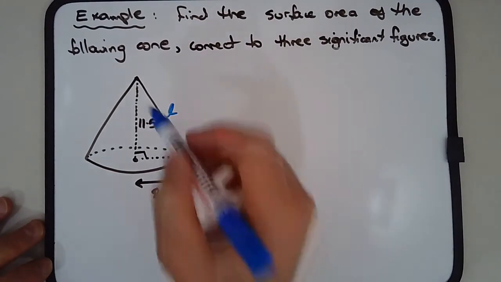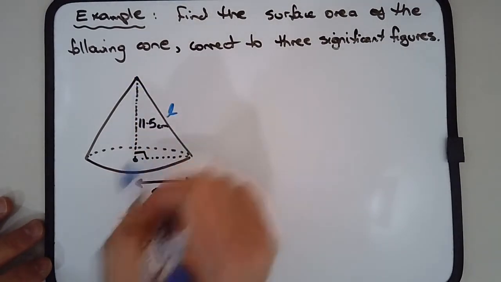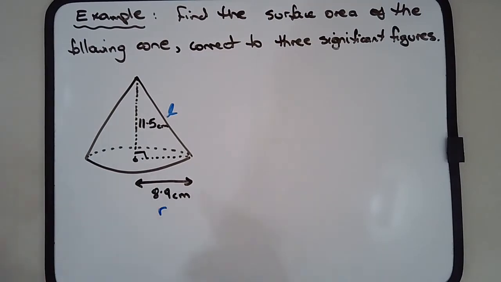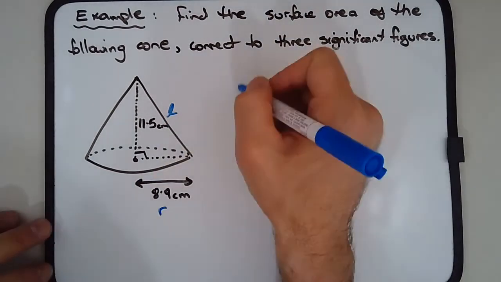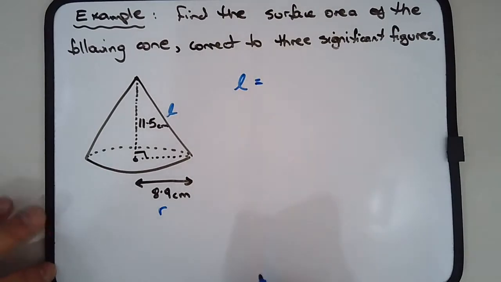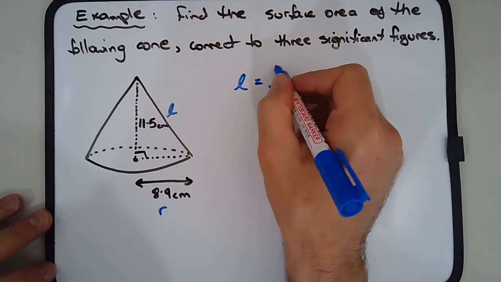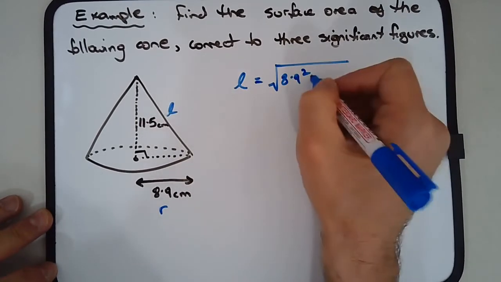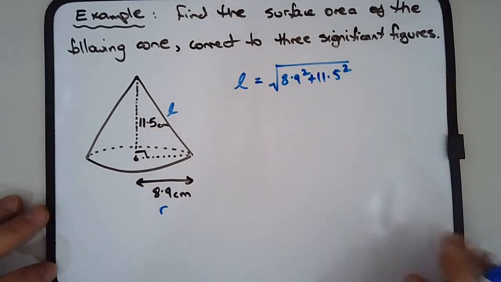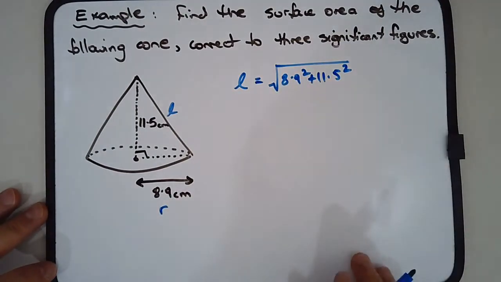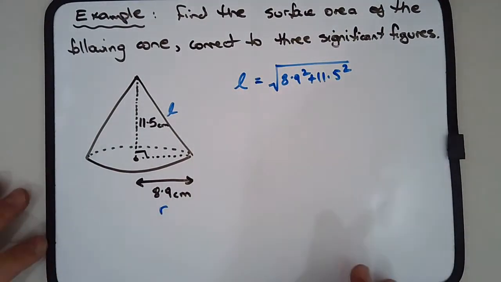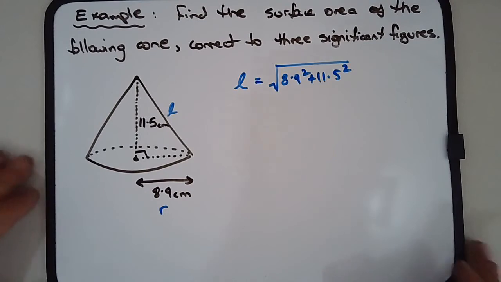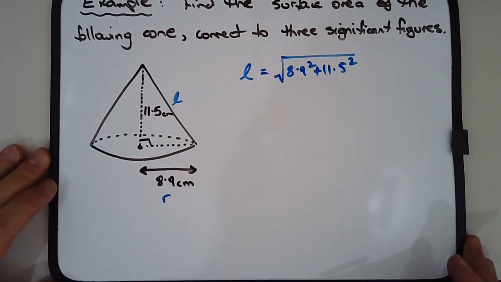Okay. Now, hopefully you've noticed here that we have a right angle triangle, so we can use Pythagoras theorem to find L. So let's do that. L is equal to the square root of 8.9 squared plus 11.5 squared. Now, I'm not going to evaluate this. I'm just going to leave it in exact form. So I'm going to do all the rounding right at the very end, just to minimize any rounding errors.